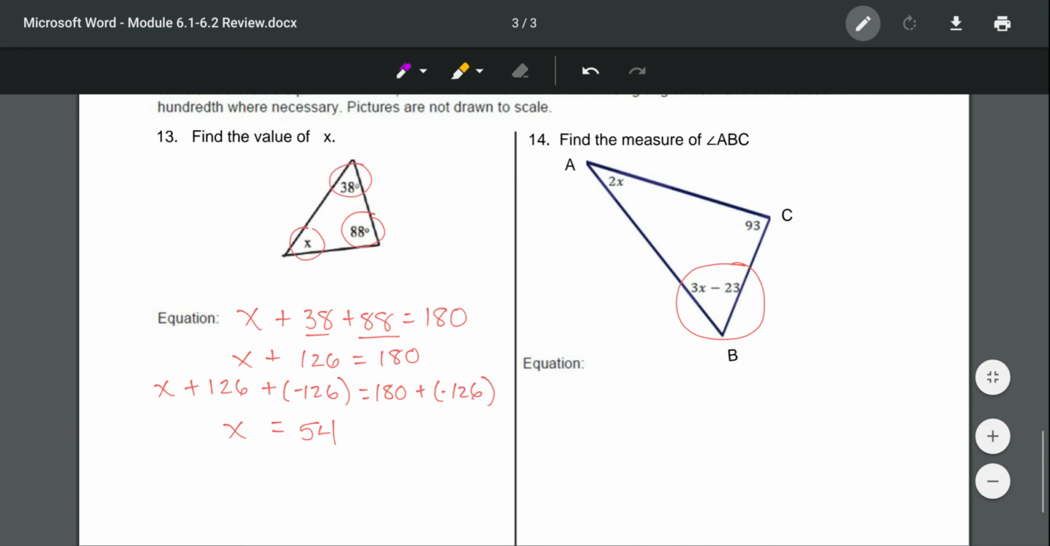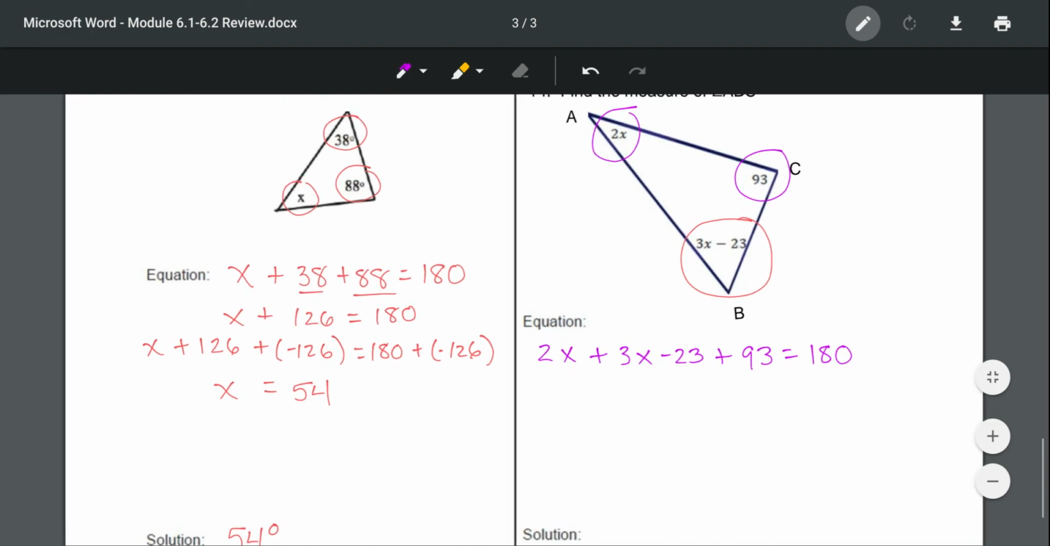So 2x plus 3x minus 23 plus the 93-degree angle here. Angle C is 93 degrees. All three need to equal 180. So I'm going to rewrite subtraction as addition. So 2x plus 3x plus negative 23 plus 93 equals 180. And add your like terms.